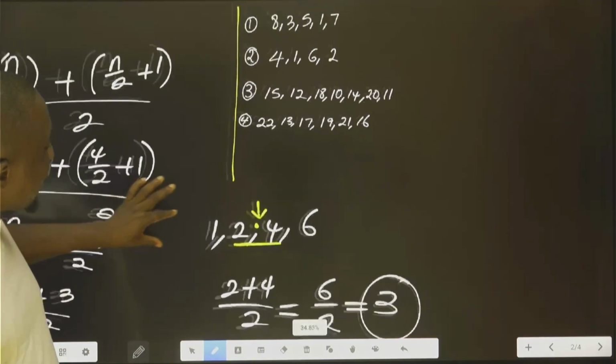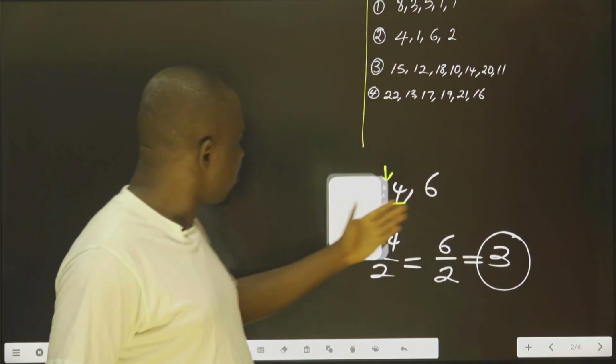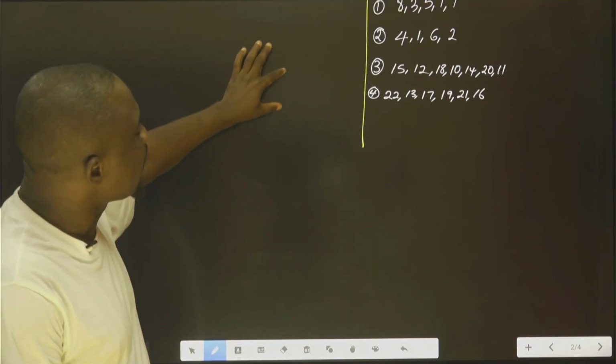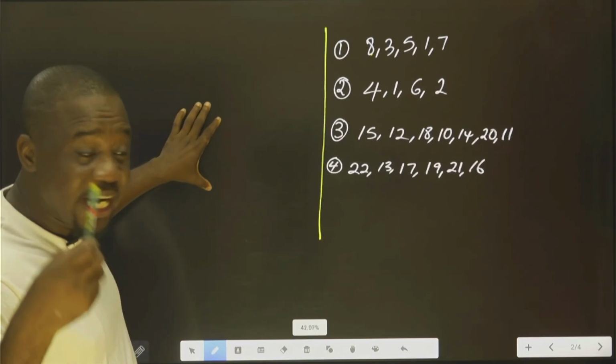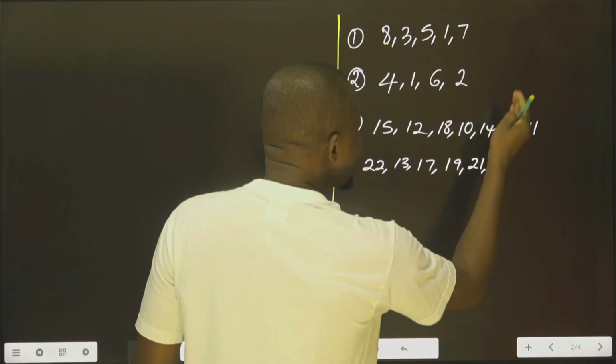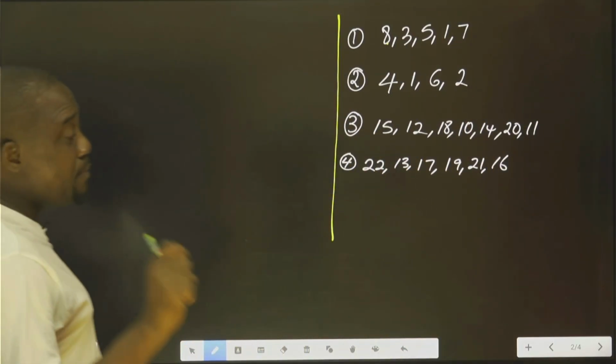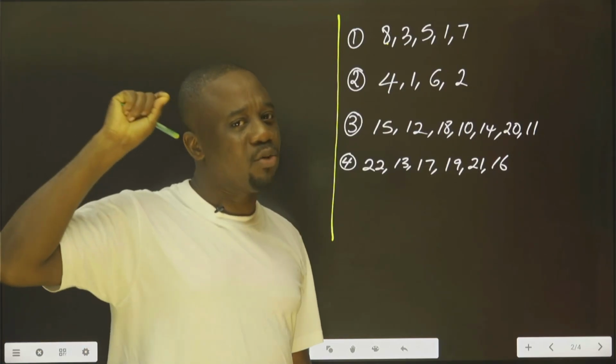Okay? Let's go for the third one. For the third one, let's count. No need to waste our time again with the formula. You already know how to use the formula. Just count. 1, 2, 3, 4, 5, 6, 7. Odd numbers, okay? Because they are odd now, it means just go straight and pick the center number.